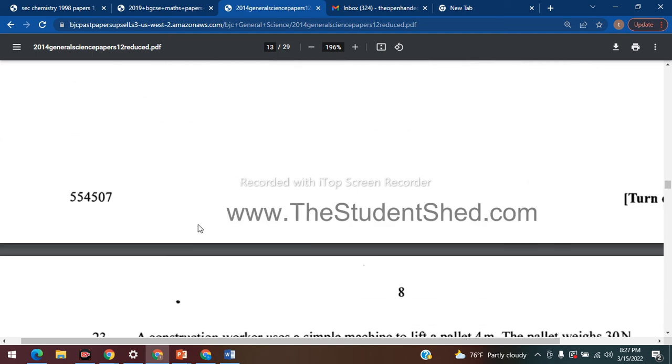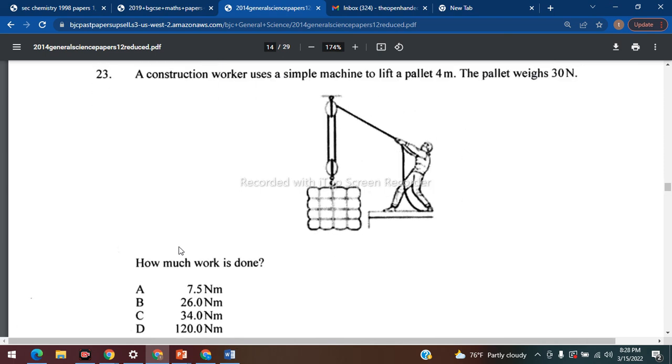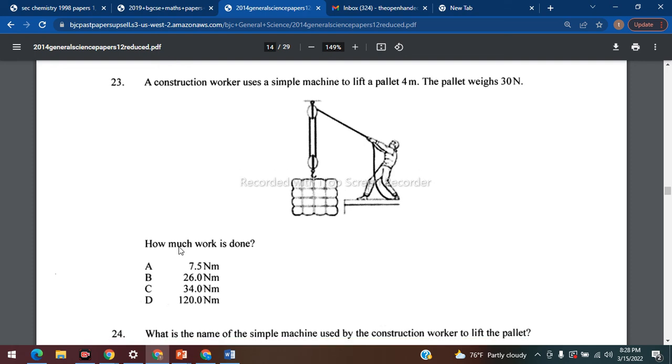Alright, number 23. So a construction worker uses a simple machine to lift a pallet 4 meters. The pallet weighs 30 newtons. How much work is done? 34. How you get 34? Because I added the two together. We're trying to find work done. In order to figure out work done, we have to multiply the distance.